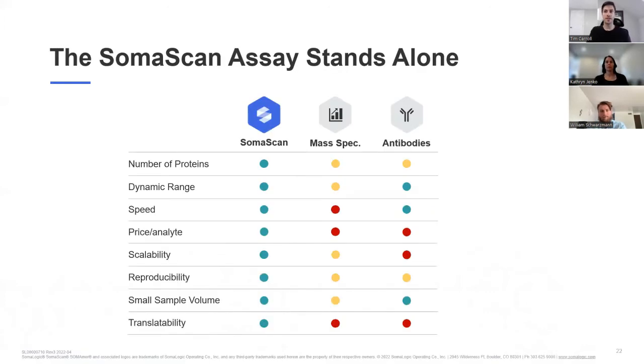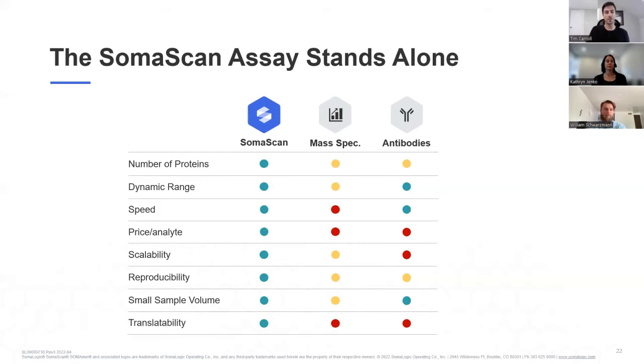I know we've also touched on a number of these items throughout the presentation, but I wanted to highlight a few we haven't really discussed yet. So really across the board, when it comes to the SomaScan assay, you're checking a lot of different boxes. But what I wanted to focus on first is the speed. Speed is extremely important when it comes to research, and turnaround times are obviously very important in that.